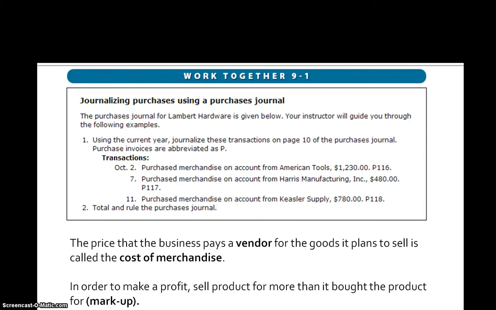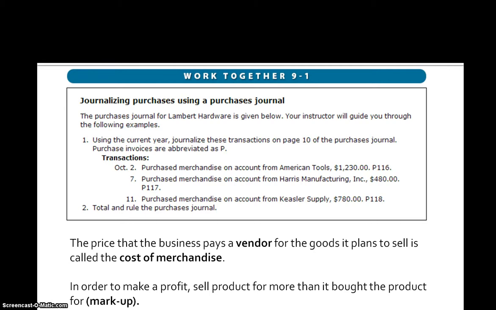Okay, so let's take a look at the work together problem for 9.1, and it says the purchases journal for Lambert Hardware is given below, and we're going to use the current year on page 10 of the purchases journal, and purchases invoices are abbreviated as the letter P. Now, what we have to realize is that we pay money to what is called a vendor, somebody who's selling us merchandise so that we can resell it. And that is a cost to our business, the cost of merchandise.